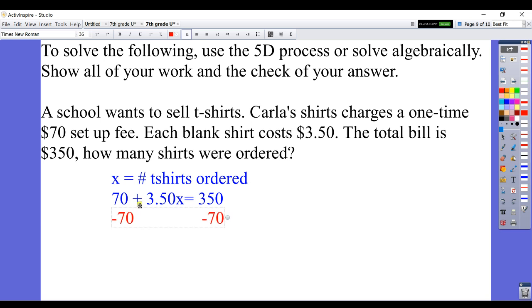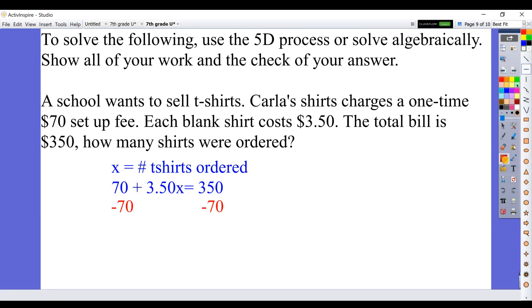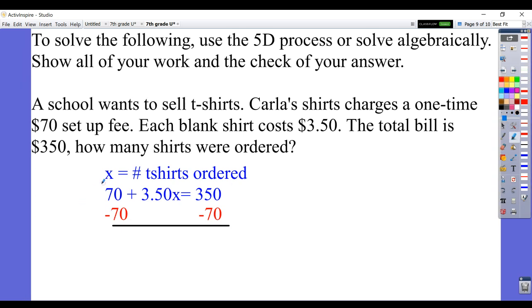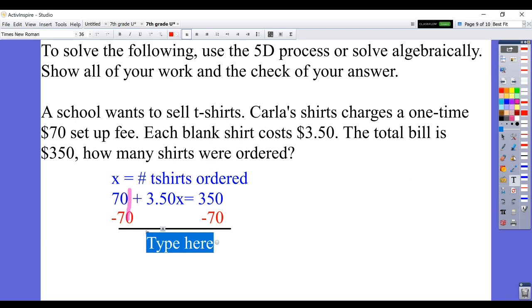Because again, I want to get my x by itself. And then this is going to zero out. So I'm going to get $3.50 times x equaling $350 minus $70, which would be $280.